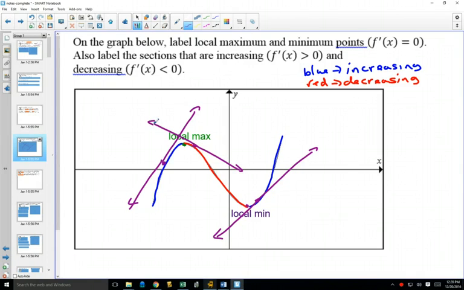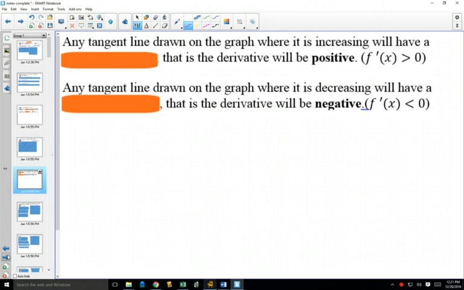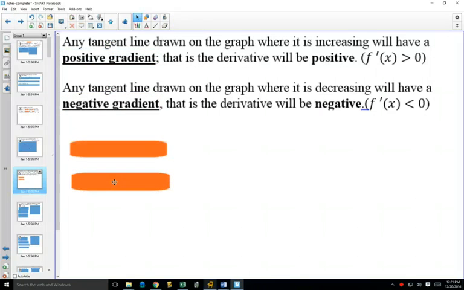So what this helps tell us is that if we can find our derivative, and find out where our derivative is positive and where it is negative, we're going to know the direction that our graph is going. Any line where the graph is increasing is going to have a positive slope, and anywhere the graph is decreasing is going to have a negative slope.